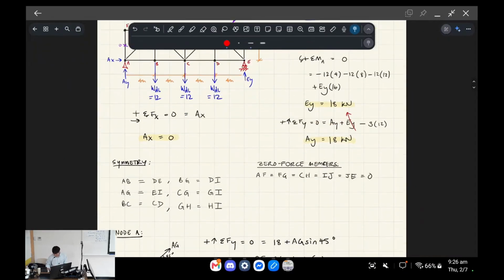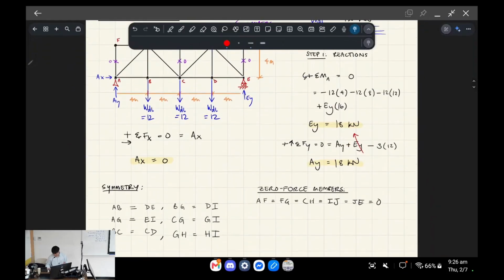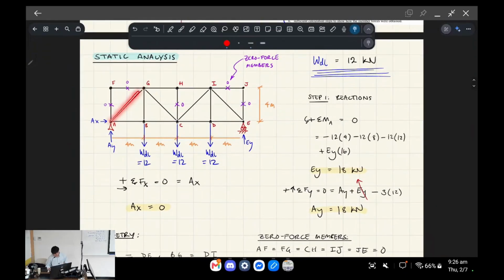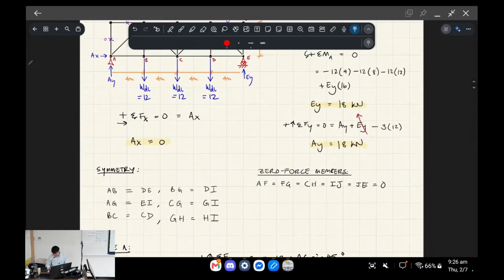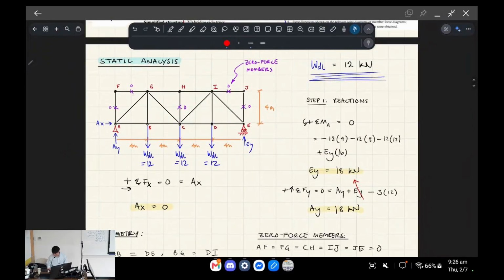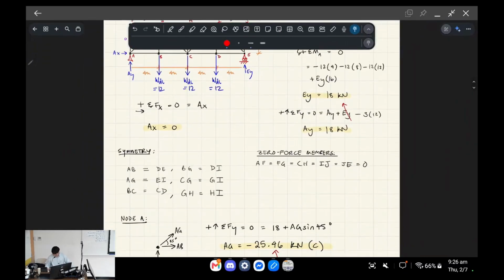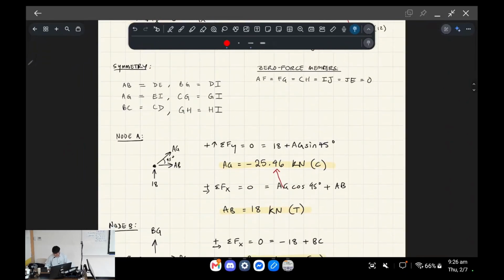So here, what I've done next is I've just written down the members which are symmetrical. So for example, let's say this one, member AB is equal to DE in terms of the internal forces, and so the same logic applies throughout the truss. And you've got the zero force members, which were just the ones that I've crossed out from earlier. We just have to explicitly state which members are zero force. All right, so these are just formalities that you should do to make your working out clear.